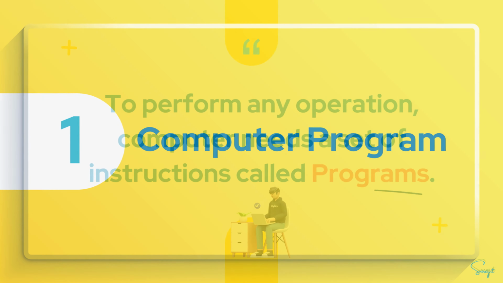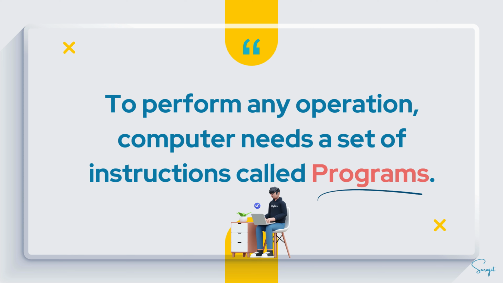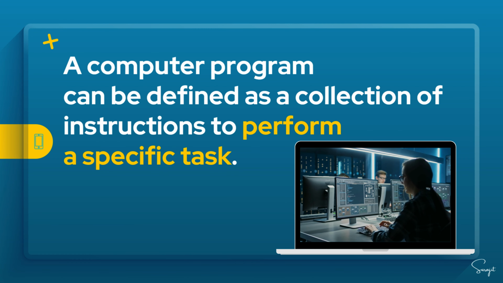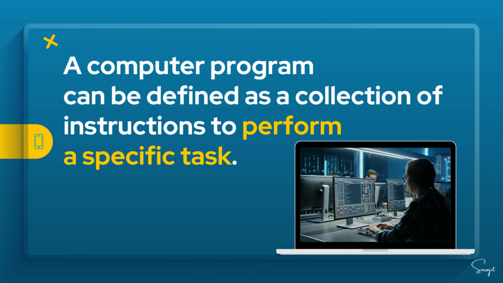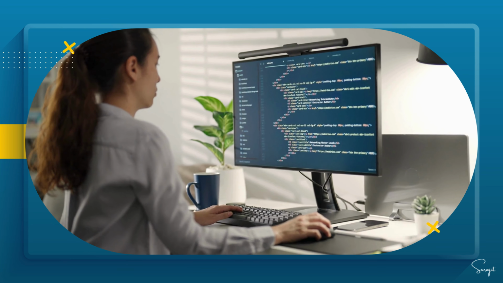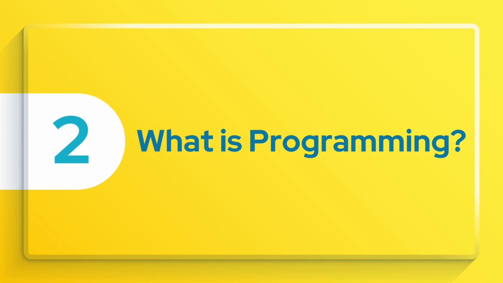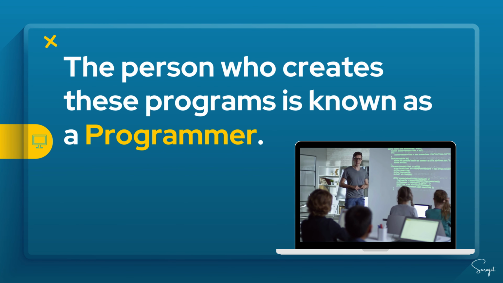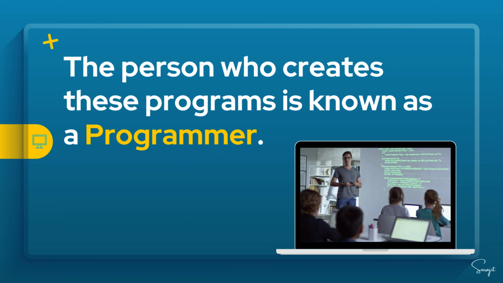Now, let's talk about computer program. What is a computer program? As we all know, a computer cannot perform any task on its own, it needs a set of instructions to perform those tasks. So, a computer program can be defined as a collection of instructions to perform a specific task. Then, what is programming? The process of writing a program to perform a specific task is called program coding or programming. And the person who creates these programs is known as a programmer.